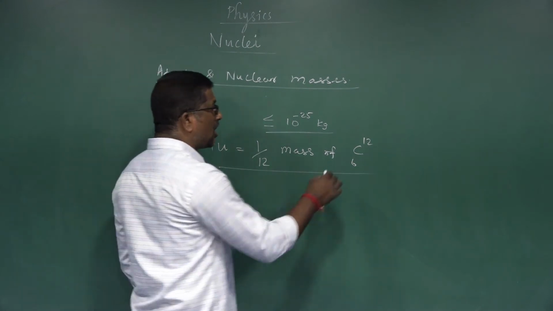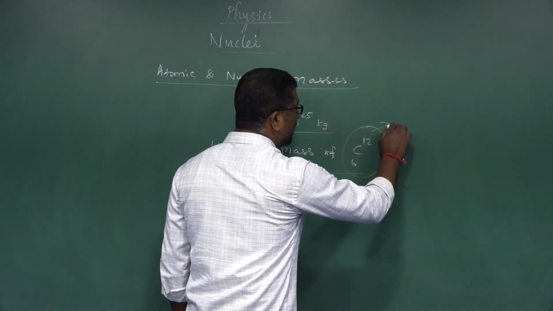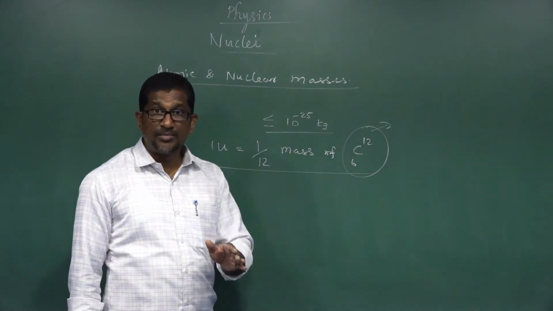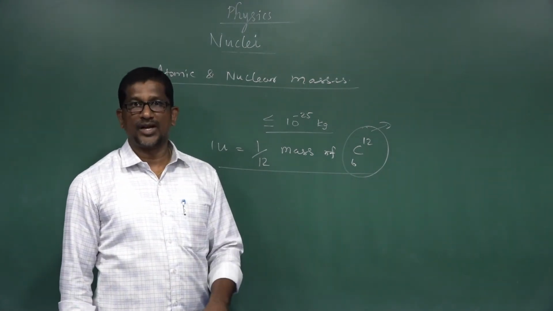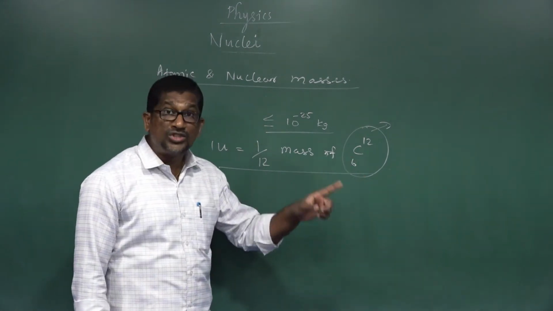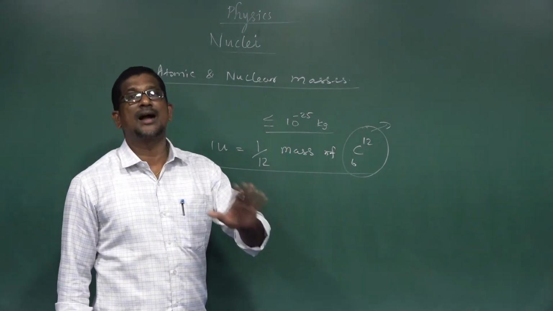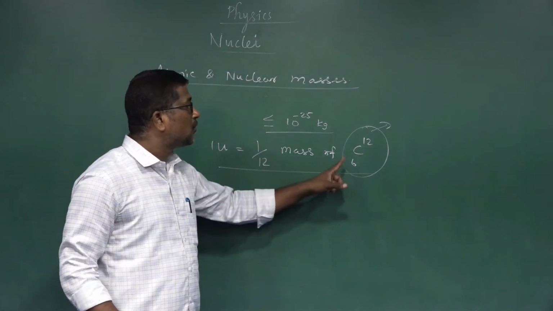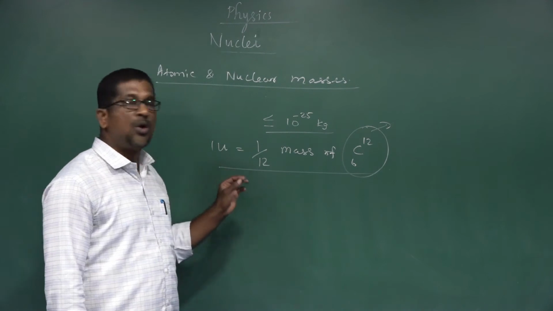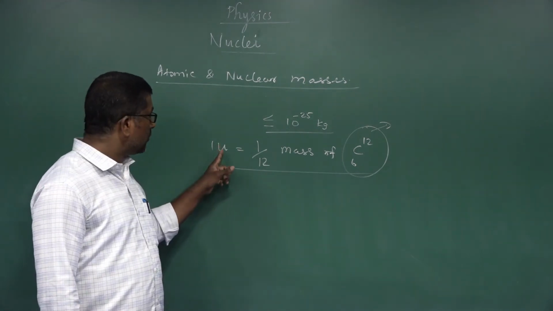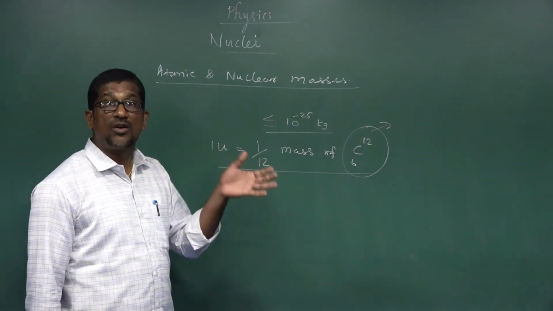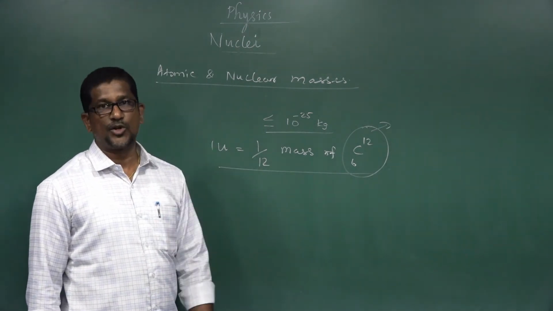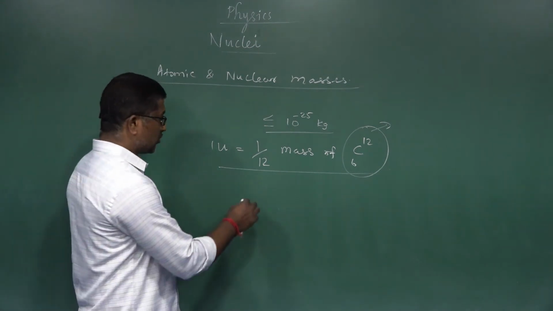And carbon-12 is the most abundant naturally occurring element. Carbon-12 is one of the isotopes of carbon, which is most abundant naturally occurring. 1/12 of mass of one carbon-12 atom gives one atomic mass unit. Atomic mass unit is a unit of mass which is mostly used in nuclear physics to express the mass of the nucleus.